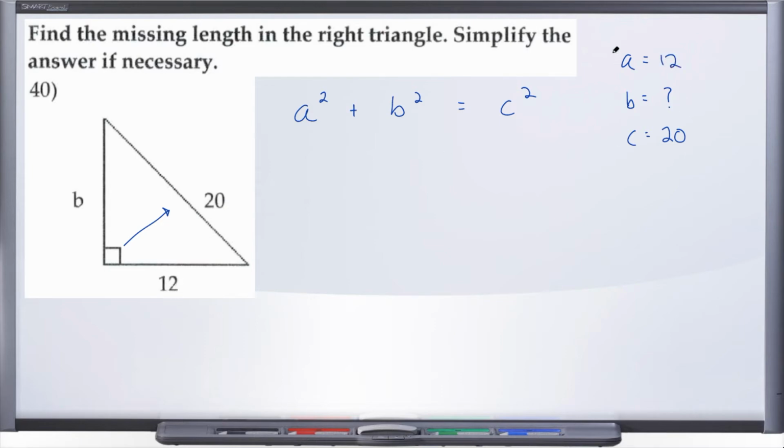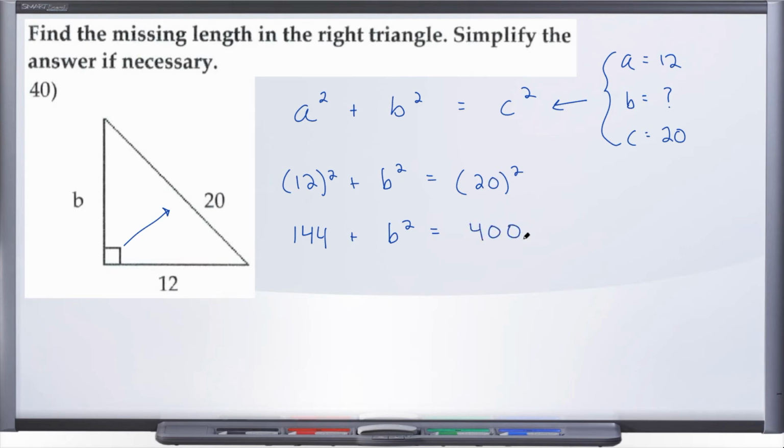All right, so let's go ahead and take this information and plug it into our formula and see what we get. So a squared, in this case, will be 12 squared plus b squared. Well, we don't know what b is, so we're going to leave that as b squared, equals c squared. Well, what's c? C is 20. All right, let's evaluate. Well, 12 squared is 144 plus b squared equals, and here c squared, or now 20 squared, gives us 400.